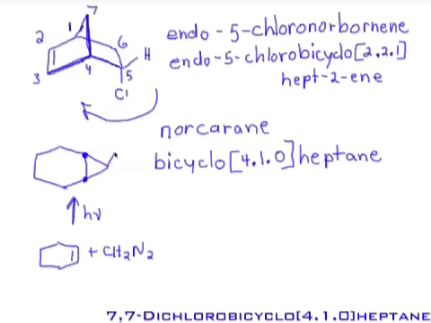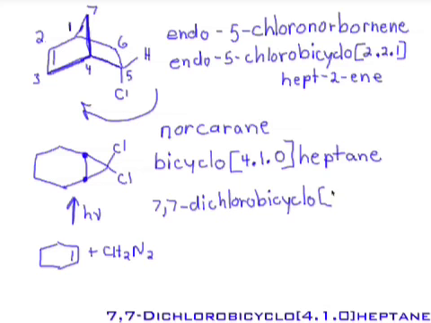Notice if there were substituents off this peak, like 2 chlorines, I would have to put a 7,7-dichloro in front of the bicyclo, then the [4.1.0]. Ooh, don't know if I can fit it. Made it. 7,7-dichlorobicyclo[4.1.0]heptane. Why 7,7?